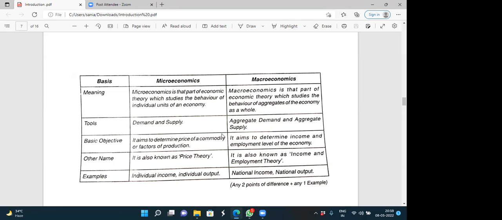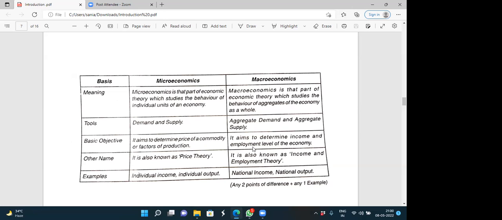I hope you people are students of economics, so after this class you will be able to tell people why demand and supply are part of micro. It's not compulsory that every time people will ask you what is the difference between micro and macro. They can even ask you why demand and supply come under micro, and why aggregate demand and aggregate supply come under macro. Or they can ask you why it is known as price theory, why it is known as income and employment theory. Or they can ask you why price and factor of production come under micro, and why income and employment come under the macro concept. Okay, so you need to clarify your concept.